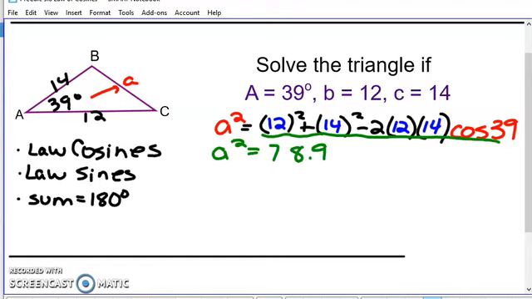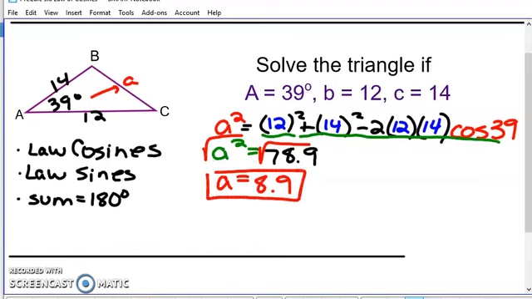That's supposed to be 78.9. Take the square root of both sides. And A, rounded to the nearest 10th, is 8.9. Okay? So I'm going to go back and replace that with 8.9.